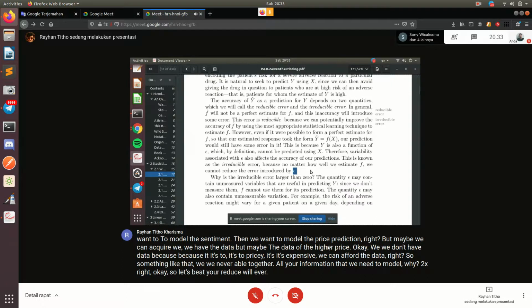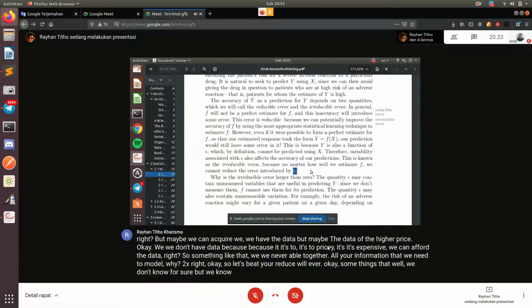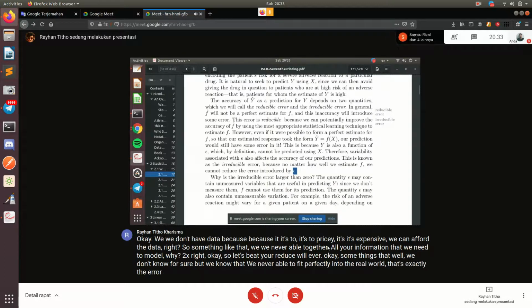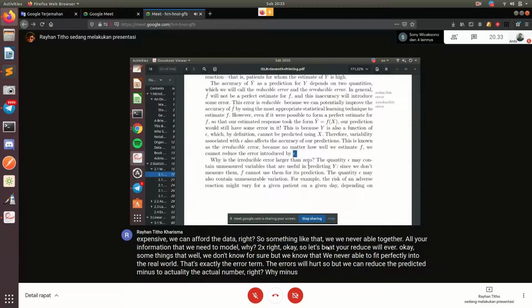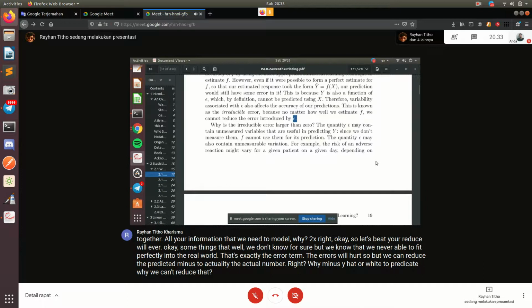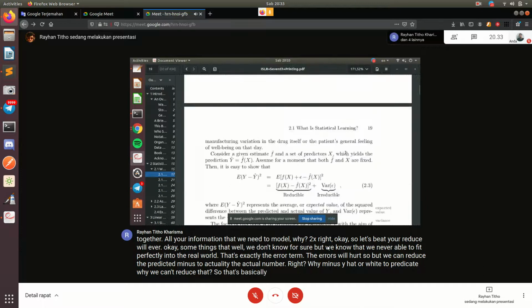Some things we don't know for sure, but we know that we are never able to fit perfectly into the real world. That's exactly the error term, the irreducible error term. But we can reduce the predicted minus the actual number, the Y minus Y hat, or the predicted Y. We can reduce that. So that's basically it for prediction.